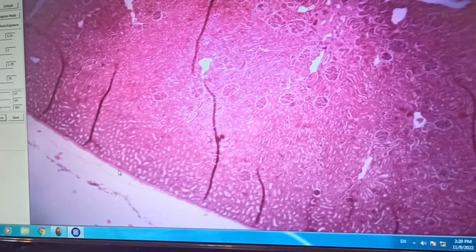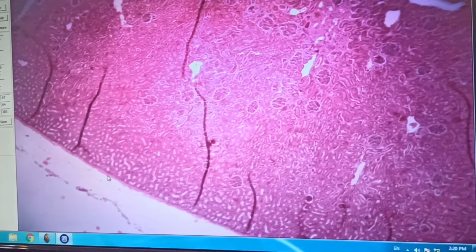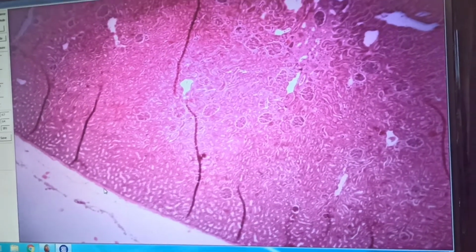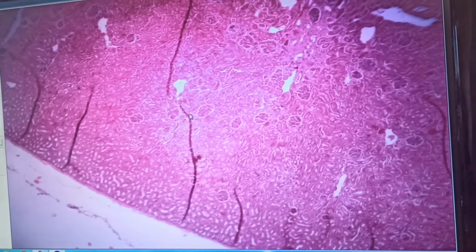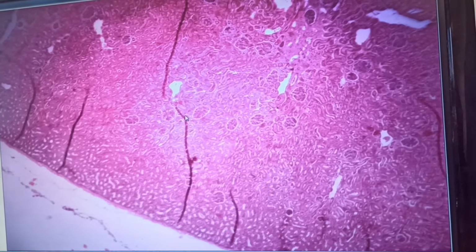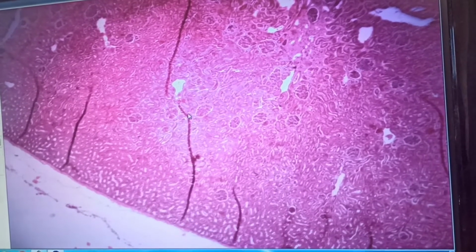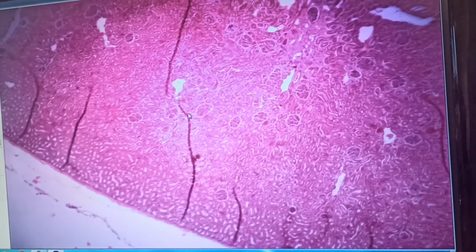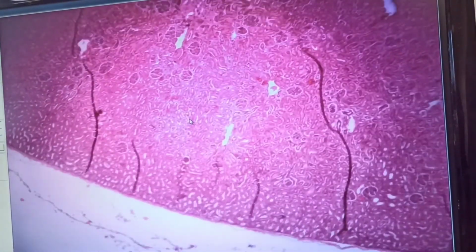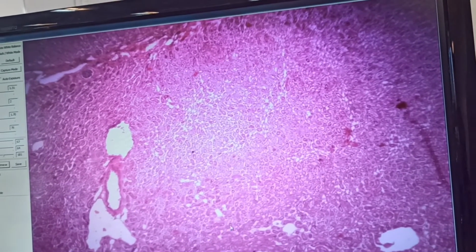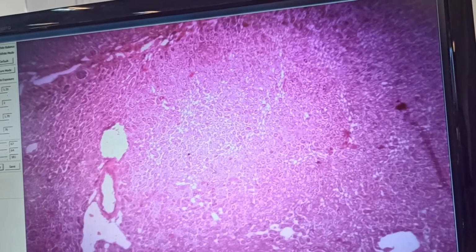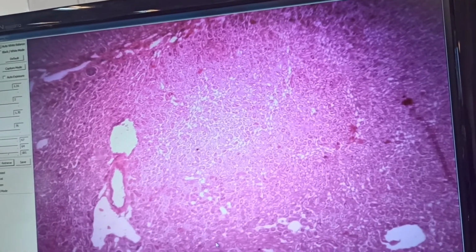Then the parenchyma of the kidney has two parts: in the peripheral area, the cortex, and the medulla. Usually with H&E staining, the cortex is darker than the medulla. So if I go to the medulla, it is lighter than the outside, the peripheral area. From here, this is the border between the medulla and the cortex.